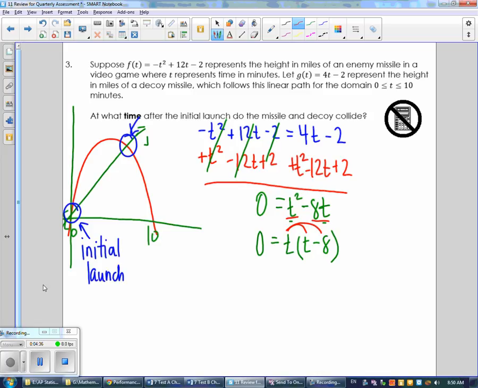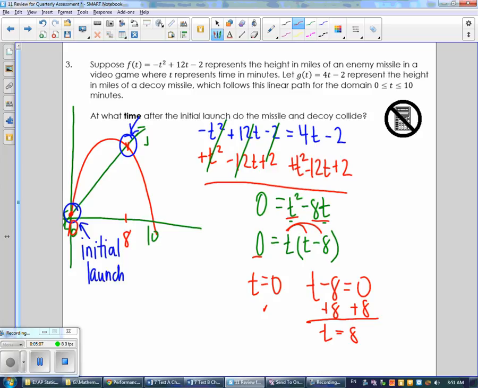And once it's in factored form and set equal to 0, I can set the two factors equal to 0. That means I can set t equal to 0, and I can set t minus 8 equal to 0. And so the first one's done for me. That tells me that t equals 0. If I solve the other equation, by adding 8 to both sides, I get that t is equal to 8. And so that corresponds to my two solutions on my graph. So this would occur when t equals 0, and then this solution occurs when t is equal to 8.